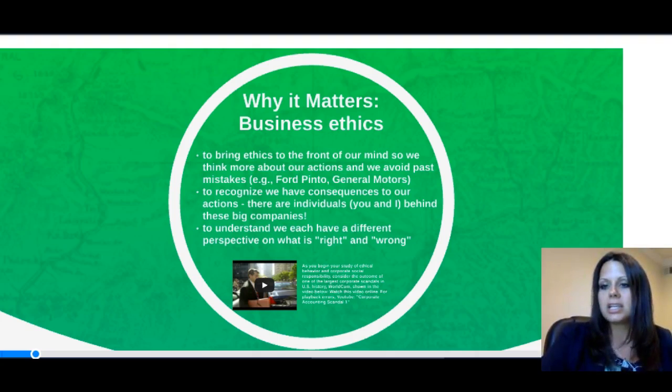It's not an organization acting, it's the people behind it. We also want to recognize those consequences. The fact that we make these choices, there will be outcomes to them. And so there are individuals, you and I, making these choices even when they're kind of covered by these big companies. At General Motors and at Ford Pinto, there were still individuals who made the decision on behalf of the organization. You working as an employee or even owning your own organization, you want to be careful about the decisions you're making then as a result.